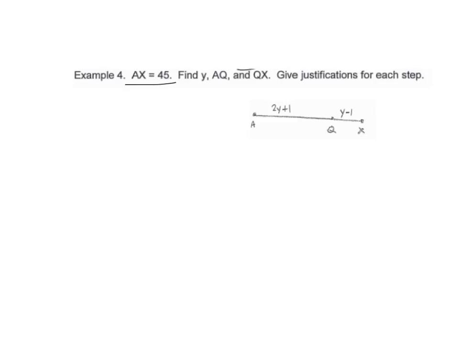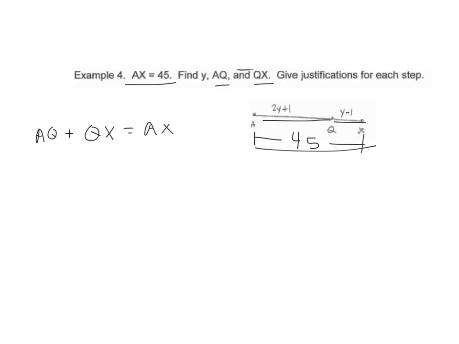Okay, AX, the distance, is 45. So go over to your diagram and mark it. Find y, AQ, and QX. Give justifications. This doesn't say anything about a midpoint. There are no hashes that say it's a midpoint. But I do know that AQ plus QX has to equal AX, the whole thing. So AQ plus QX has to equal the whole segment, which is AX, by the segment addition postulate.